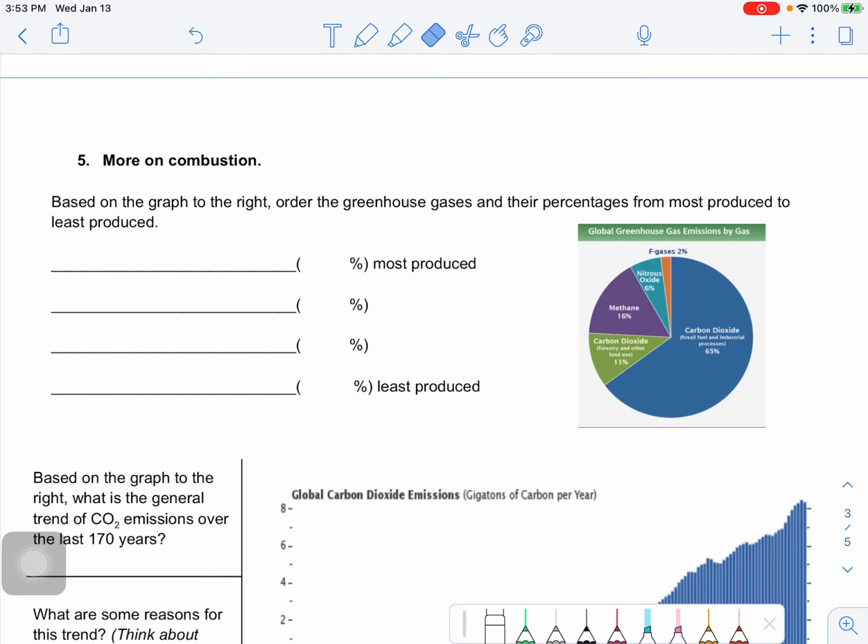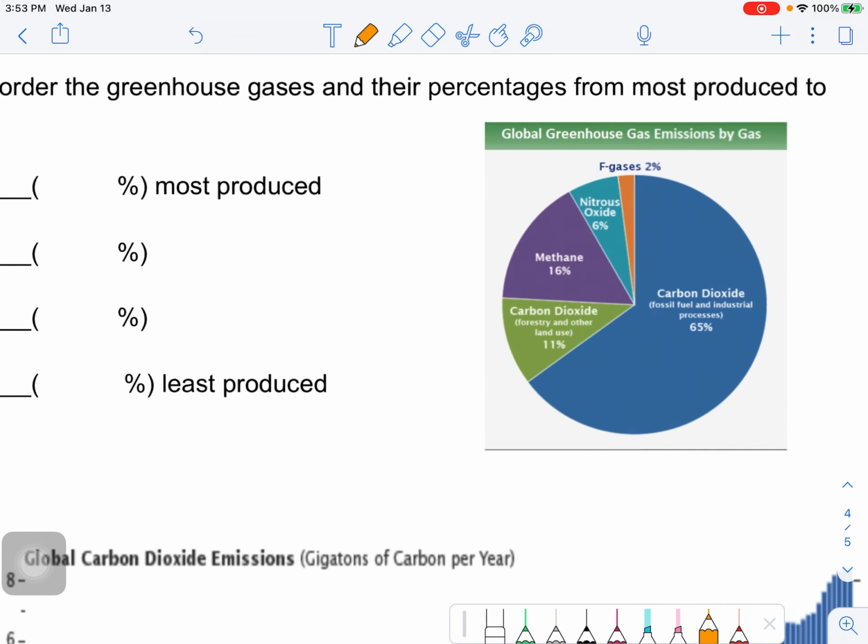So these are our top greenhouse gases that we mentioned earlier. Carbon dioxide we see on here twice, methane, nitrous oxide, and F gases, like fluorine gases. So all of those are part of the greenhouse gas group. We're looking here at which ones are the highest to lowest.